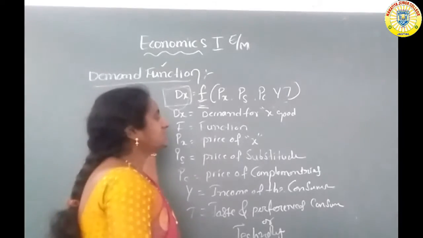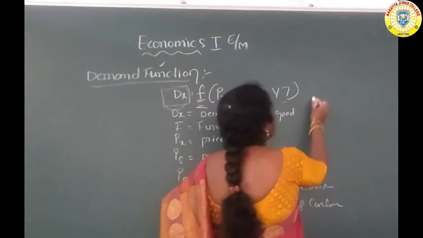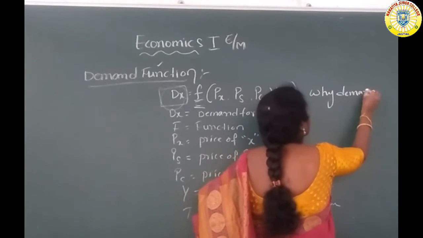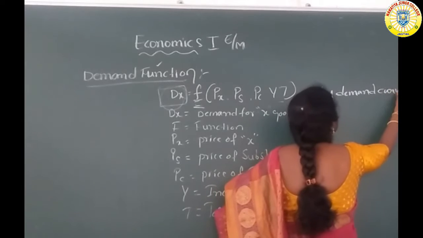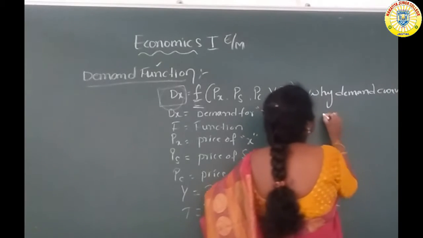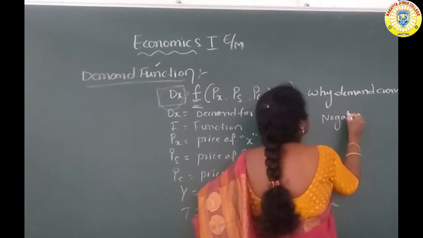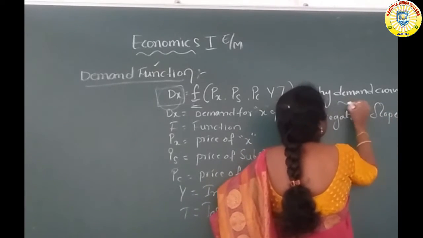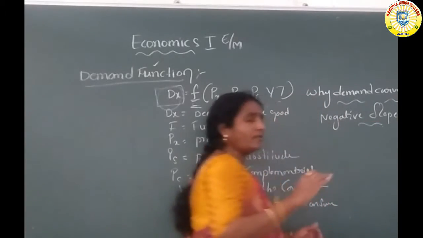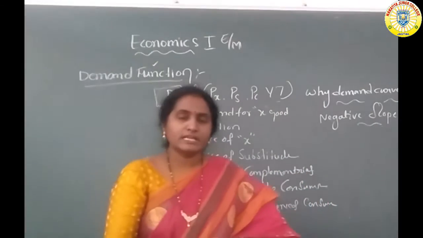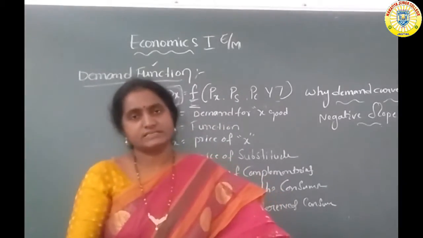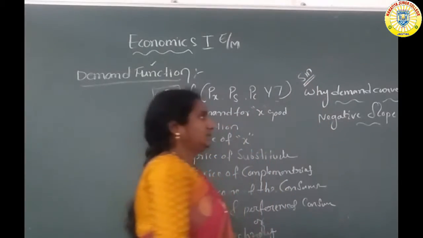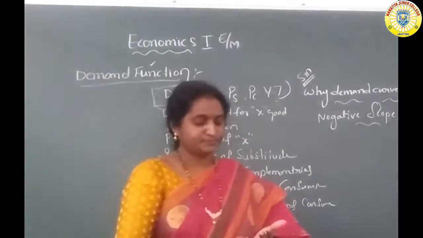Next, let me discuss why the demand curve has a negative slope. Always the demand curve has a negative slope. What are the main reasons? And this is a 5 marks point of view question. Let me discuss that.